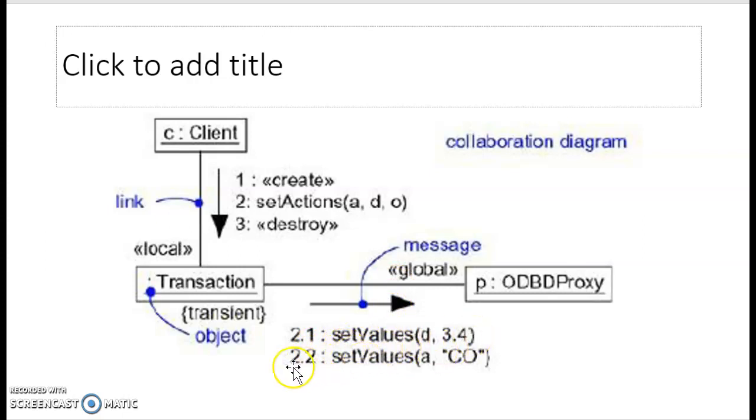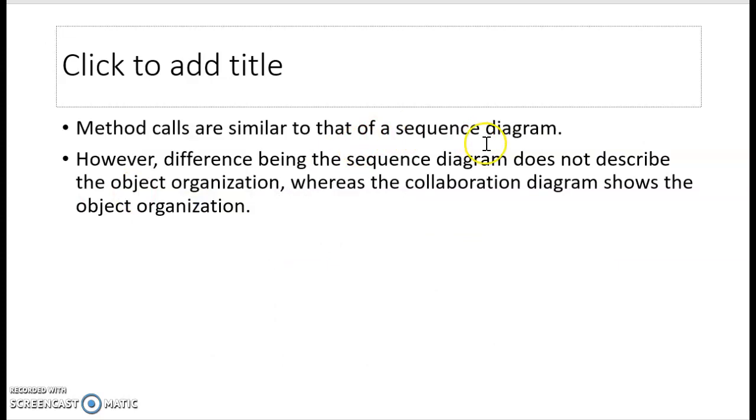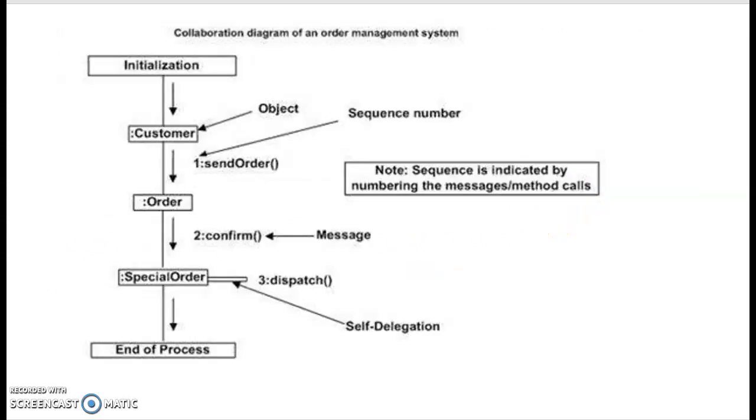particular methods over there, set values, and the arrow which is indicated, that is the message which is being sent from one object to another object. So these are the collaboration diagrams. The method calls are similar to the sequence diagram in case of the collaboration diagram, and the difference is that the sequence diagram does not describe object organization, whereas collaboration shows the object organization in this case.